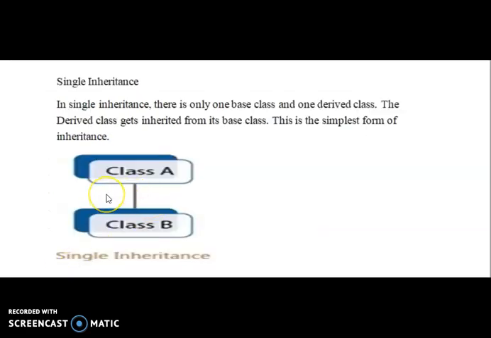In single inheritance, there is only one base class and one derived class. Here class A is the base class and class B is the derived class. The derived class gets inherited from its base class. This is the simplest way of inheritance. It is called single inheritance because there is one base class and one derived class.